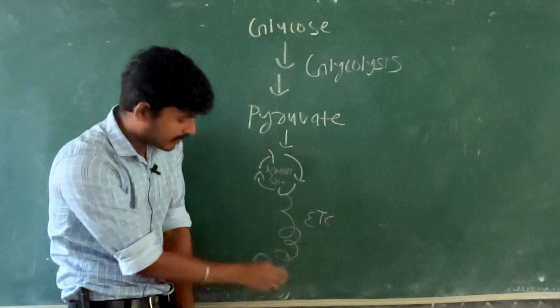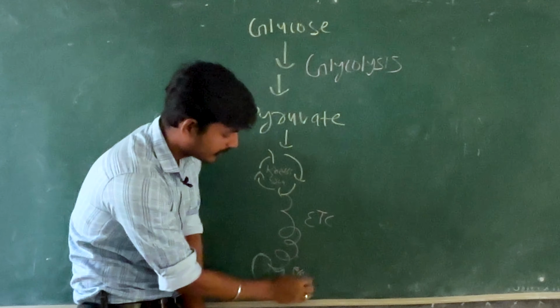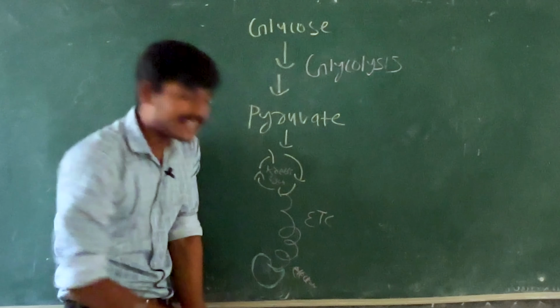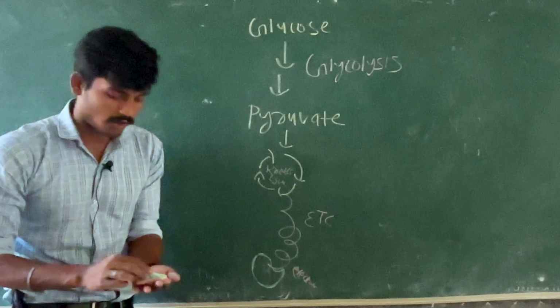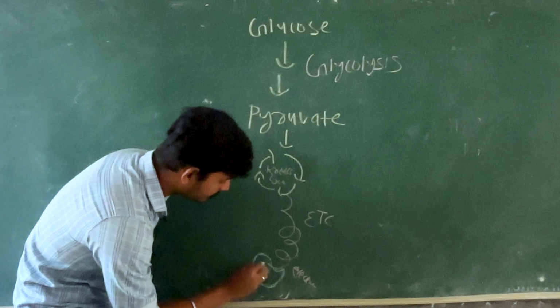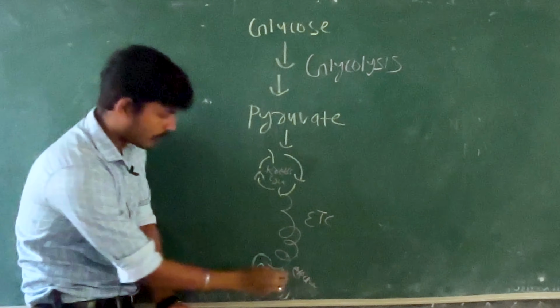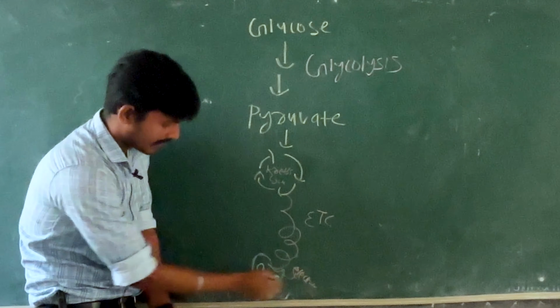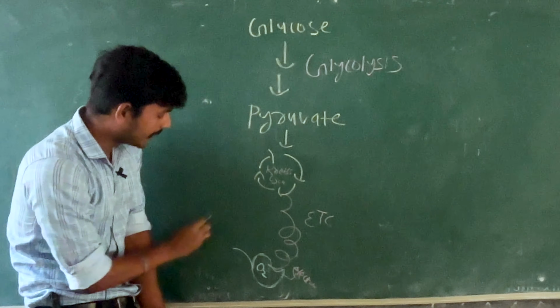Now from this there will be a production of electrons. These electrons will be accepted by the oxygen molecules, got it? When the oxygen accepts the electrons, it will produce the ATP.